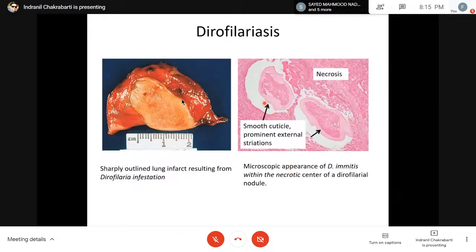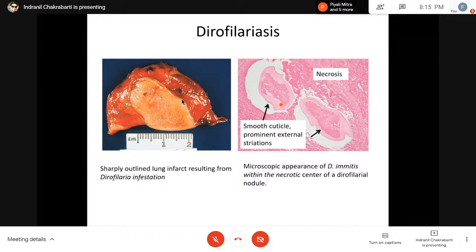In case of dirofilariasis, which is a disease caused by the parasite of dogs and other animals, Dirofilaria immitis or dog heartworm, it is transmitted by mosquitoes which inject the larva into the skin. So particularly what is seen in most of the cases is a sharply outlined lung infarct with peripheral fibrosis, and inside the infarct one can see this type of dirofilaria infestation.